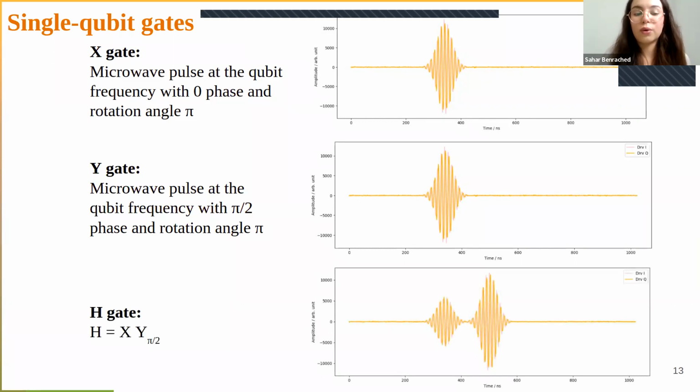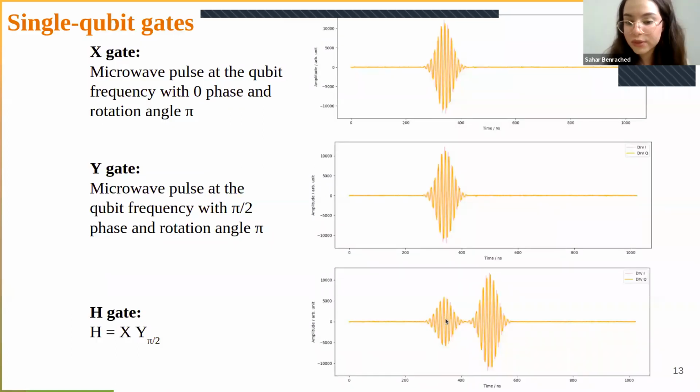Now the Hadamard gate, or shortly the H-gate, is defined as a rotation of pi-half around the y-axis, followed by a rotation of pi angle around the x-axis. And as you can see, the amplitude of the signal that defines the rotation of pi-half around the y-axis is half the amplitude of the signal that defines the pi angle around the x-axis. It's mainly because the rotation is defined by the amplitude of the signal itself.